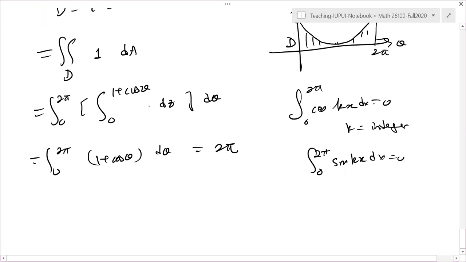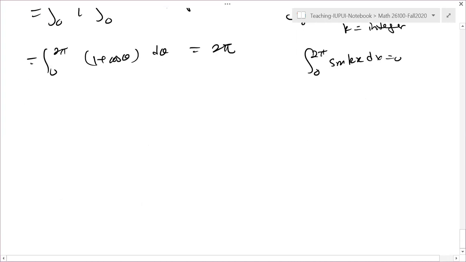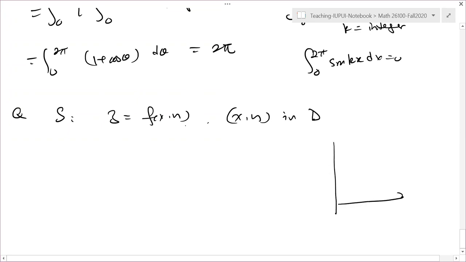All right, so that's about the surface integral. Now let's look at the formula for the graph. Consider the surface that is the graph of z equals f(x, y), where (x, y) is in the domain D. Here is a picture: this is the domain D, and here is the graph.